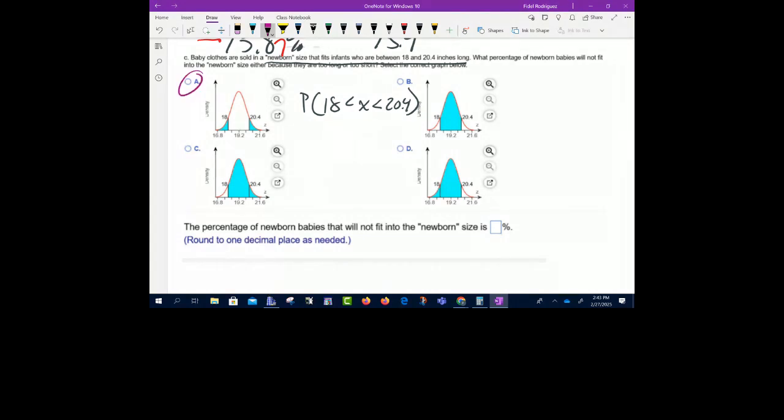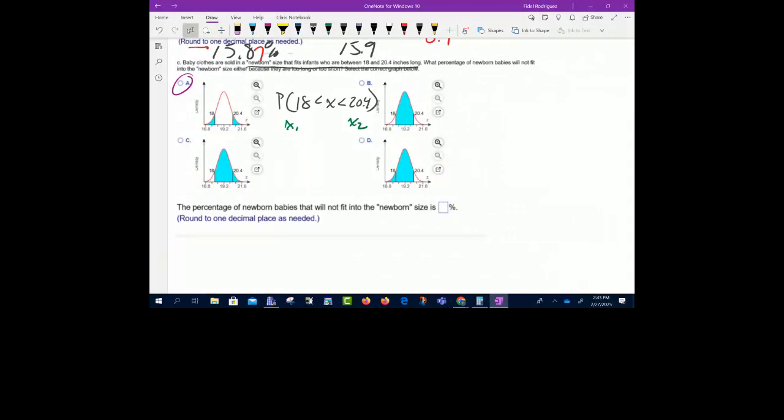Okay, now, last thing, guys, we need to find that percentage. Now, remember what we said. When we have a normal distribution, the area under the curve, y'all, is always going to be 1. Let's do it like this, my friends. Let's call this our X1 and let's call this our X2, just like we've been doing. And let's find our Z-scores for those. So my first Z-score, y'all, will be 18 minus 19.1 divided by 0.9, right?